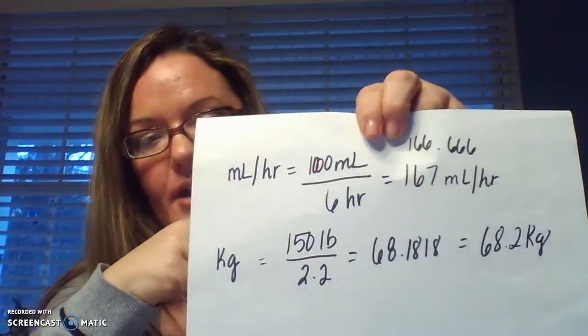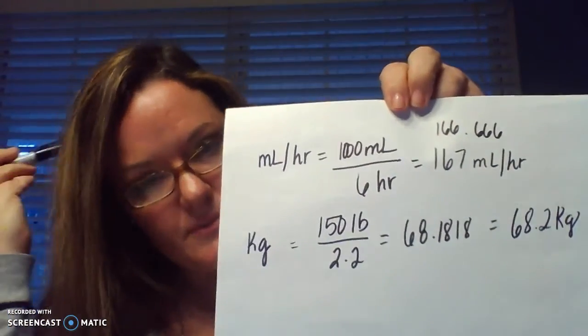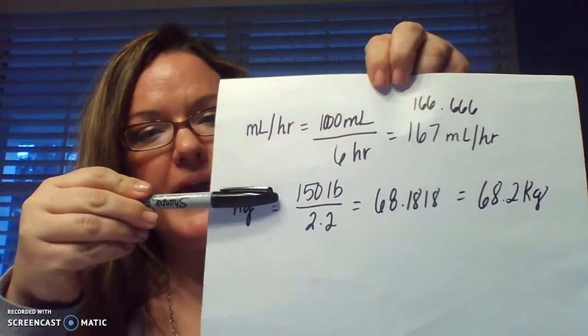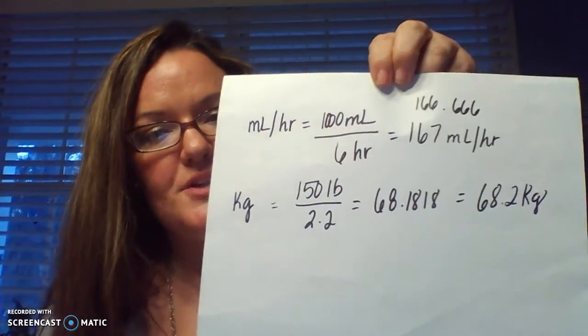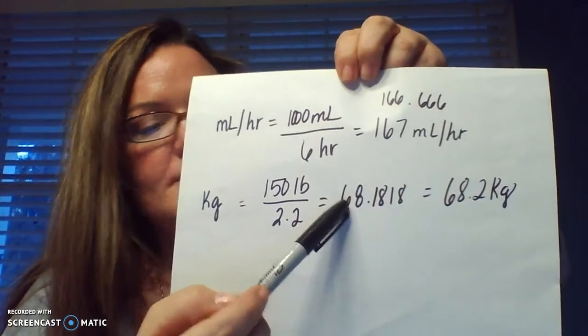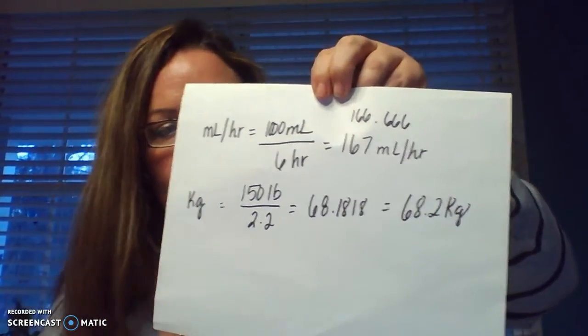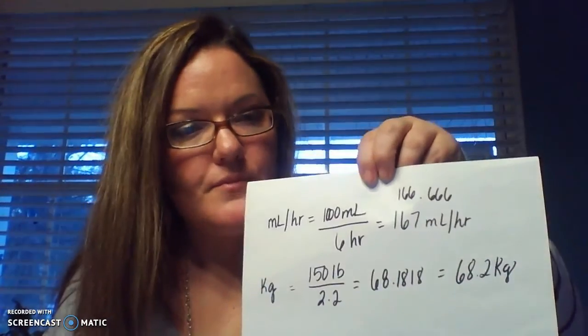Converting pounds to kilograms. Again, this is just simple conversion. So if I have an individual that's 150 pounds, then I'm just going to divide by 2.2. And let's say that I need to round it to the nearest tenth. It'll be 68.2 kilograms. Okay.